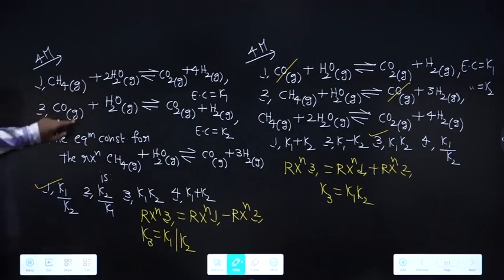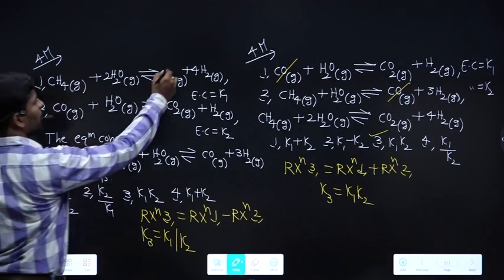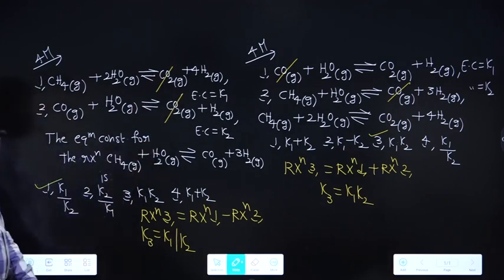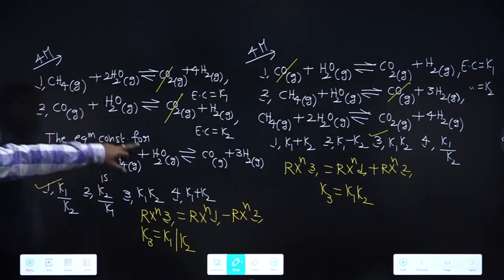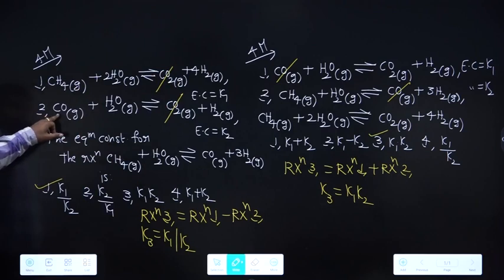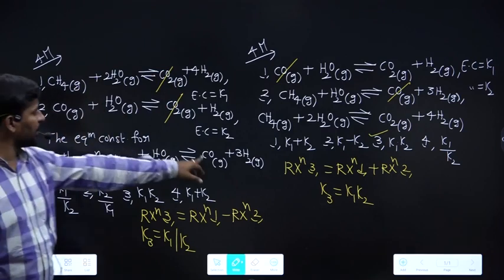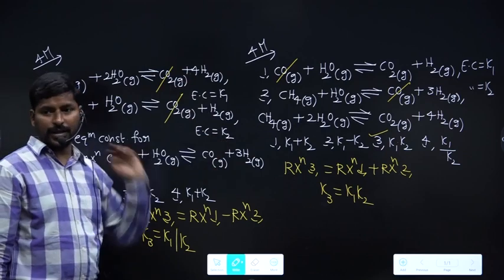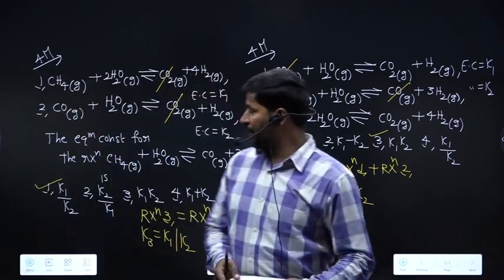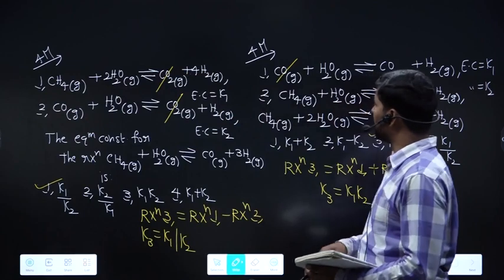If you subtract these two, CO2 gets cancelled, CH4 is left on the left side, 2H2O minus H2O, we are subtracting, so minus CO, if you bring it to the right side, plus CO, 4H2 minus H2, that is 3H2. So our required equation we are getting by doing 1 minus 2.